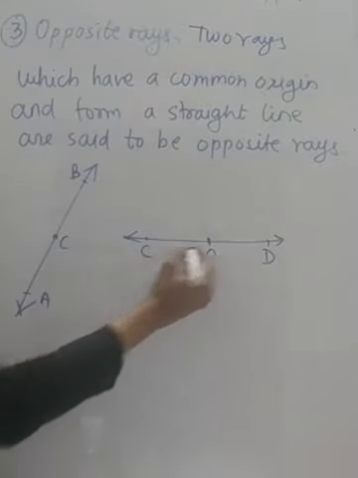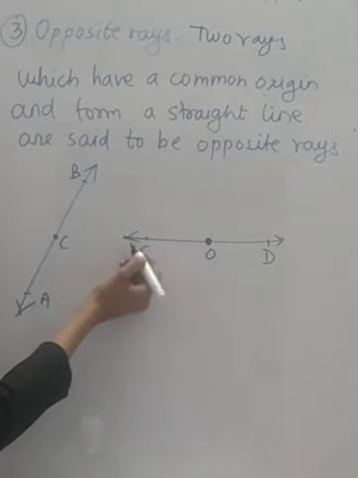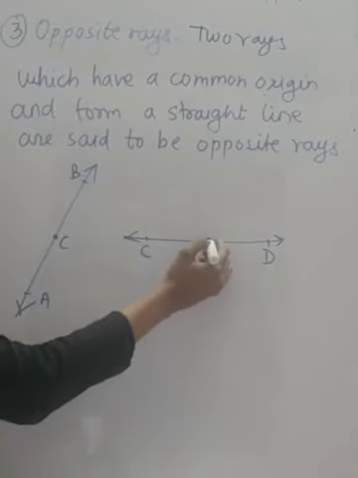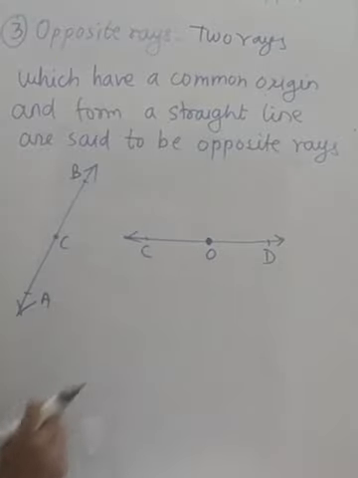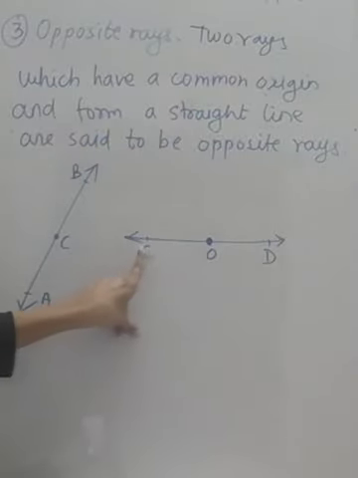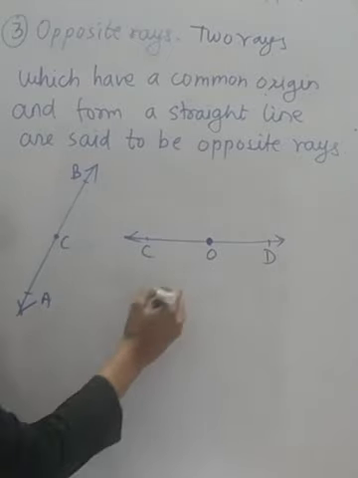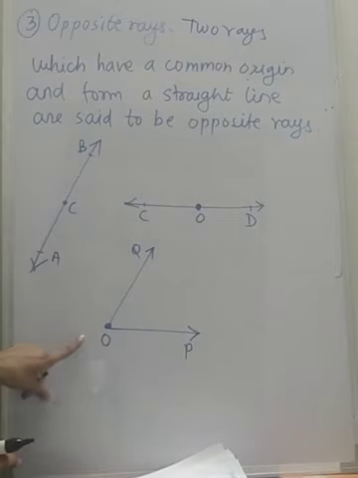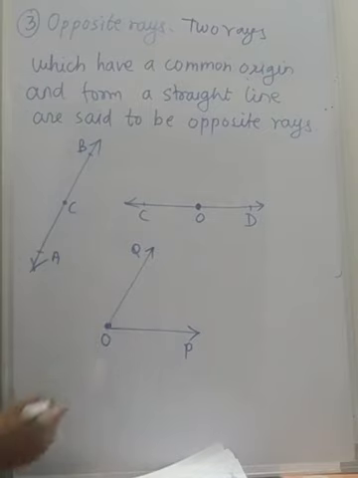Now you can see that ray OD is going in that direction and OC is going in this direction. Both of them start from the point O, so they have a common origin and they form a straight line, right? Also, CB and CA are forming a straight line. See, if I draw the rays like this also, both rays start from the same point, but they are not forming a straight line.